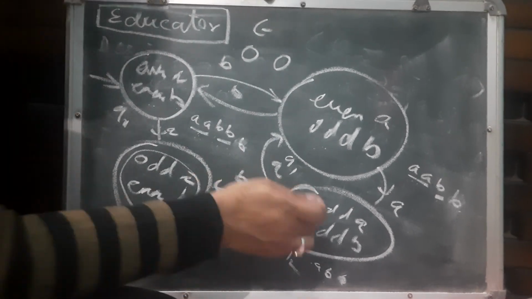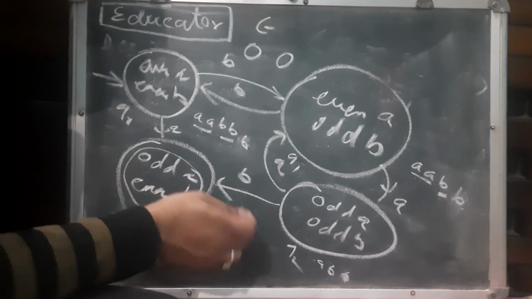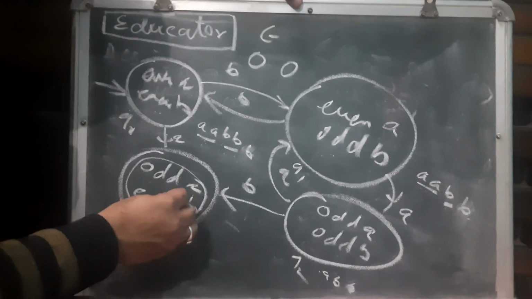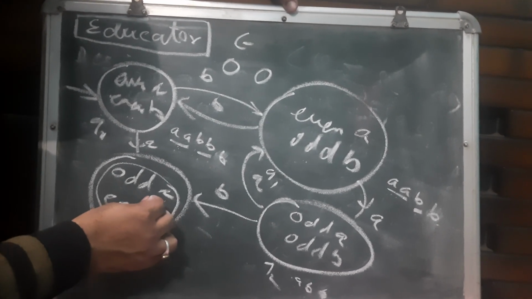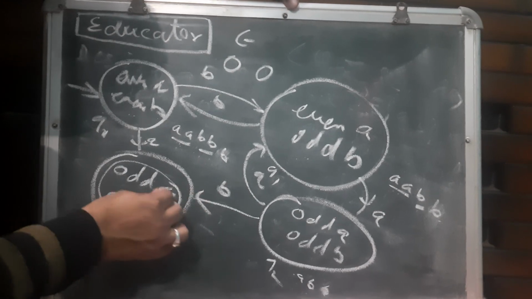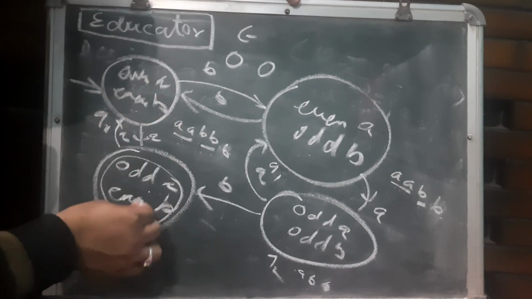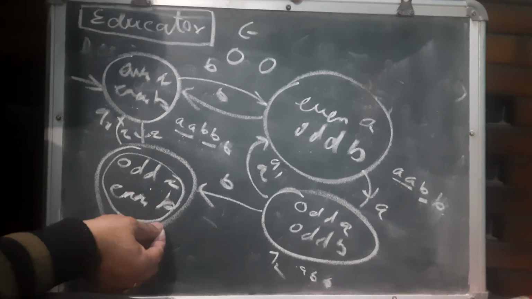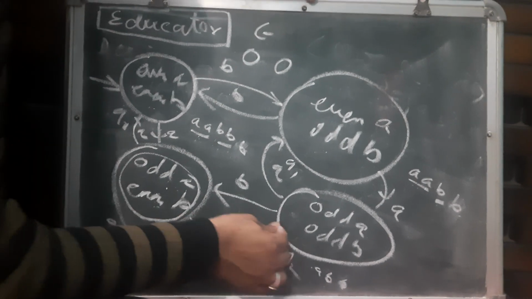Okay. Now this state's transitions are also over. So now decide this state's transition also. On A, this state, which is the final state, on symbol A, will go to even A, even B, means this state. And on encountering B, odd A, odd B. Odd B means this one.